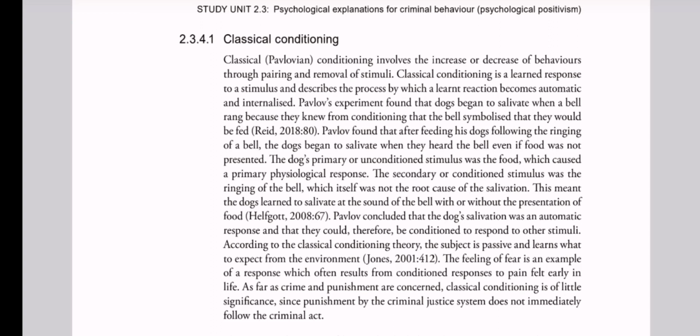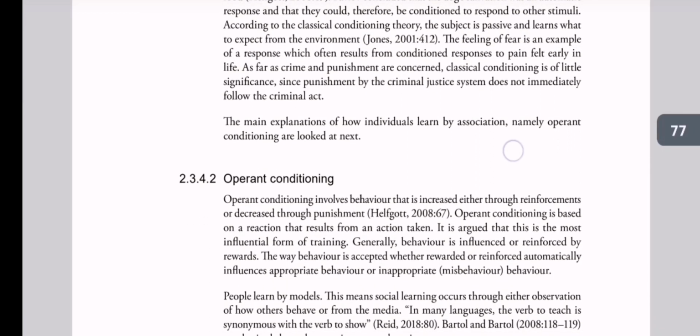According to classical conditioning theory, the subject is passive and learns what to expect from the environment. The feeling of fear is an example of a response which often results from conditioned responses to pain felt early in life. As far as crime and punishment are concerned, classical conditioning is of legal significance since punishment by the criminal justice system does not immediately follow the criminal act. Operant conditioning, the next main explanation of how individuals learn by association, is looked at next.